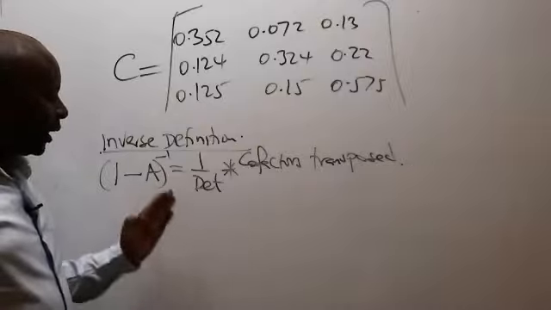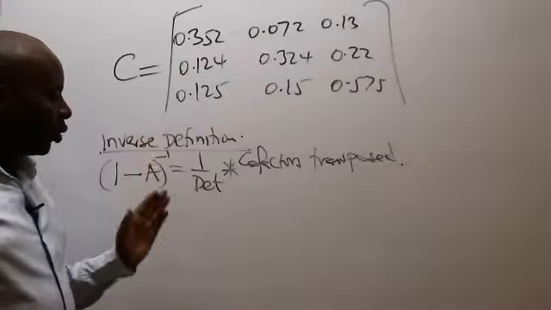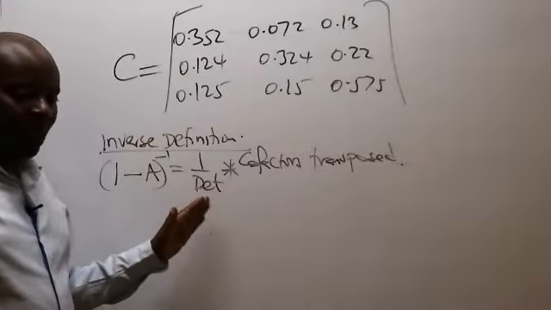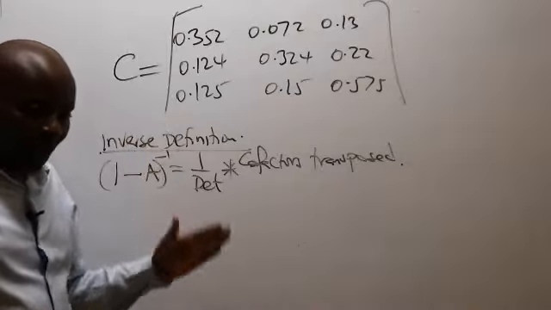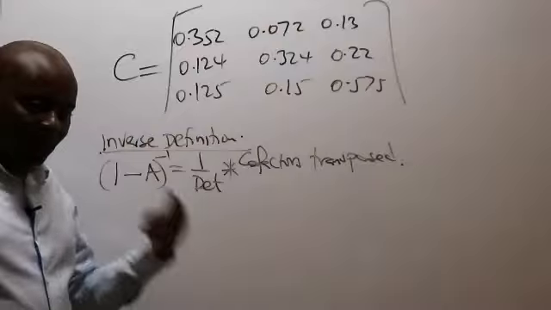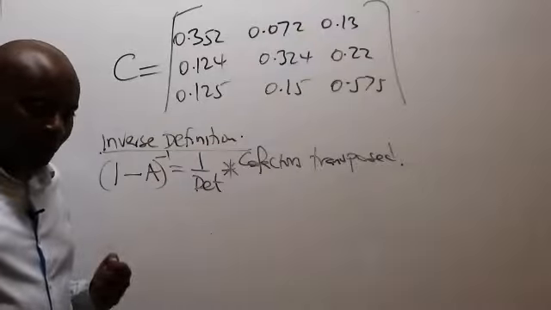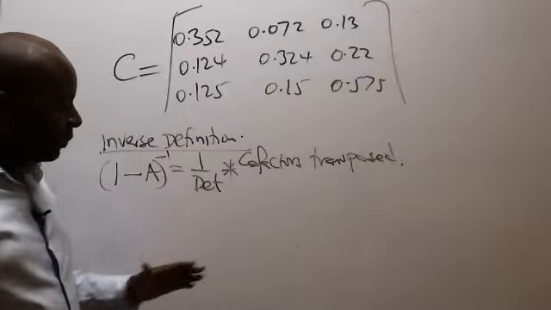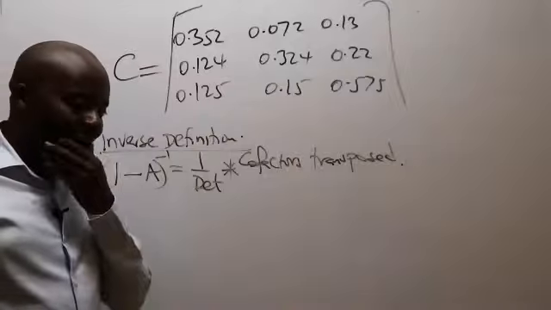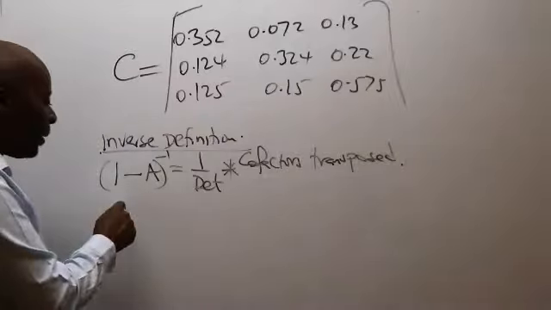So (I minus A) inverse equals 1 over the determinant times the cofactors, done something special, times the cofactors transposed. So (I minus A) inverse will be equal to 1 over the determinant times the cofactors done what here? Transposed.